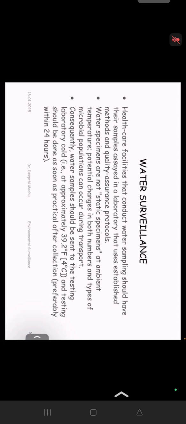But please don't do that, because what differentiates a normal water sample from an abnormal water sample is the cutoff. So initially the water sample may have contained only 5 bacteria, which is within normal limits. But if you keep it at room temperature, the bacteria may multiply. They are not static. They are very much active. They may multiply and get converted into 500, which is above the cutoff. So water specimens are not static specimens at ambient temperature. So you have to keep it refrigerated, just like how you would refrigerate a clinical sample.